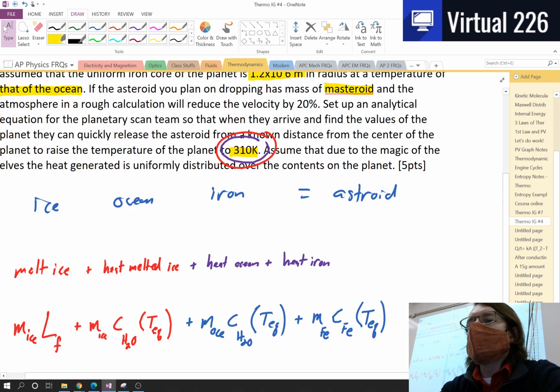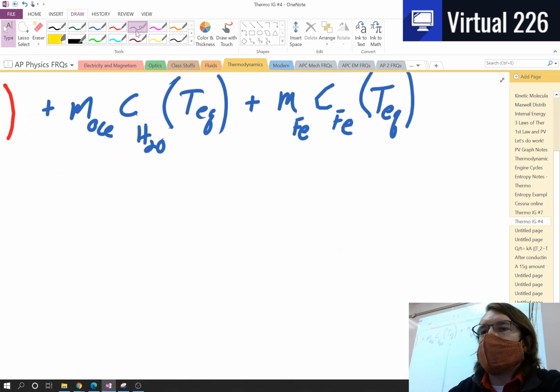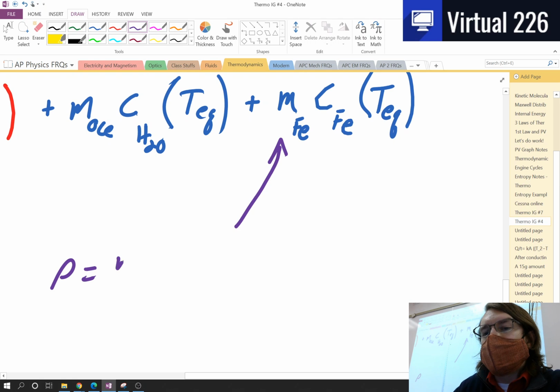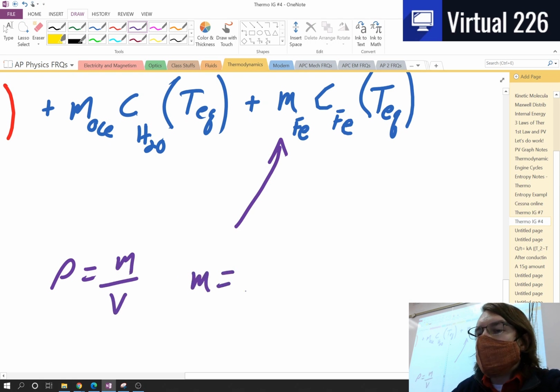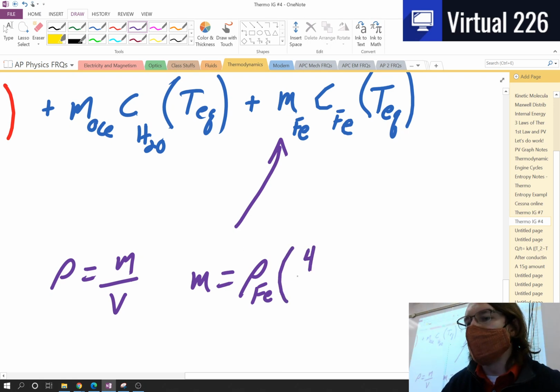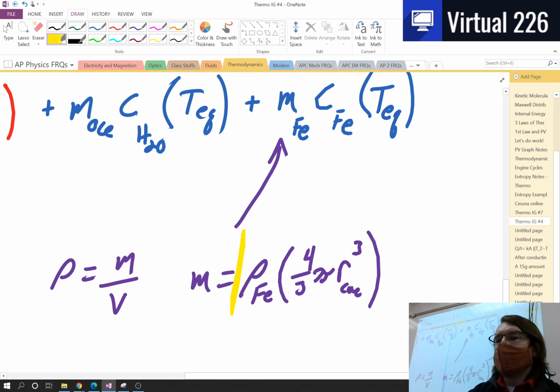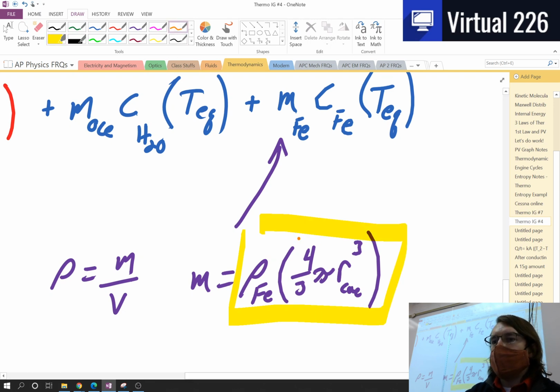Now, something a little tricky here is we don't exactly know the mass of the iron. We just know the radius of that iron core, which does indeed mean that if you actually want to put this in full analyticals for the planetary scan team, in order to get that mass, you would have to remember that density equals mass over volume. So you could say that the mass equals the density of the iron multiplied by the volume that iron occupies. And since that iron core is in a sphere, you could say that this was equal to 4/3 pi, the radius of the core, cubed. And you would take this quantity and move it up into the mass, if you just wanted to take this a little bit further.